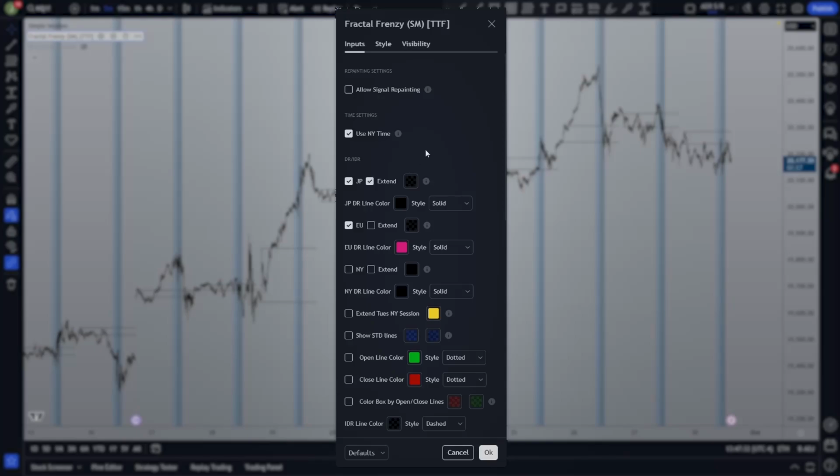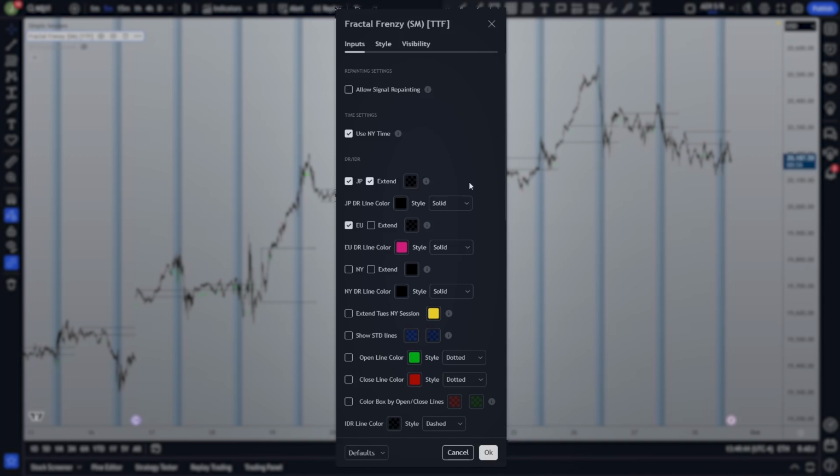Here's a fresh chart and a look at my settings. You can see I have JP or Japan checked off for the Asian session DR, and I use the extended DR lines. I keep them black and solid so that they're easy to see. I also activate the EU lines, but I don't extend them. You'll see why in a bit. I make these lines pink so they're very visible.